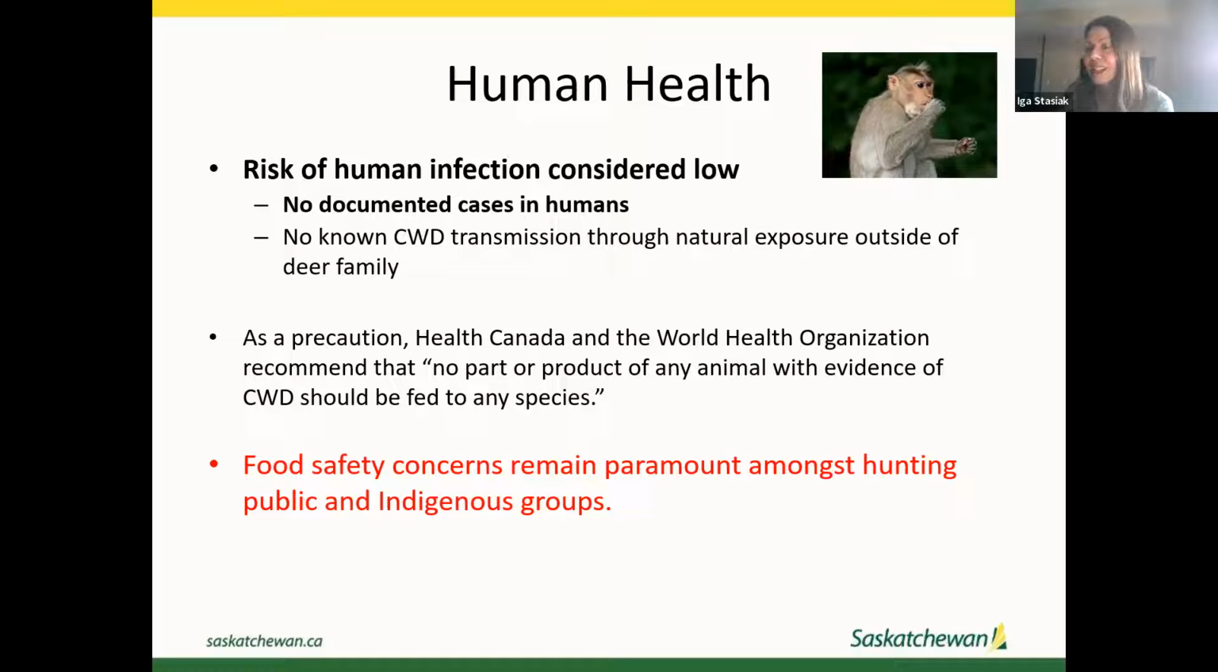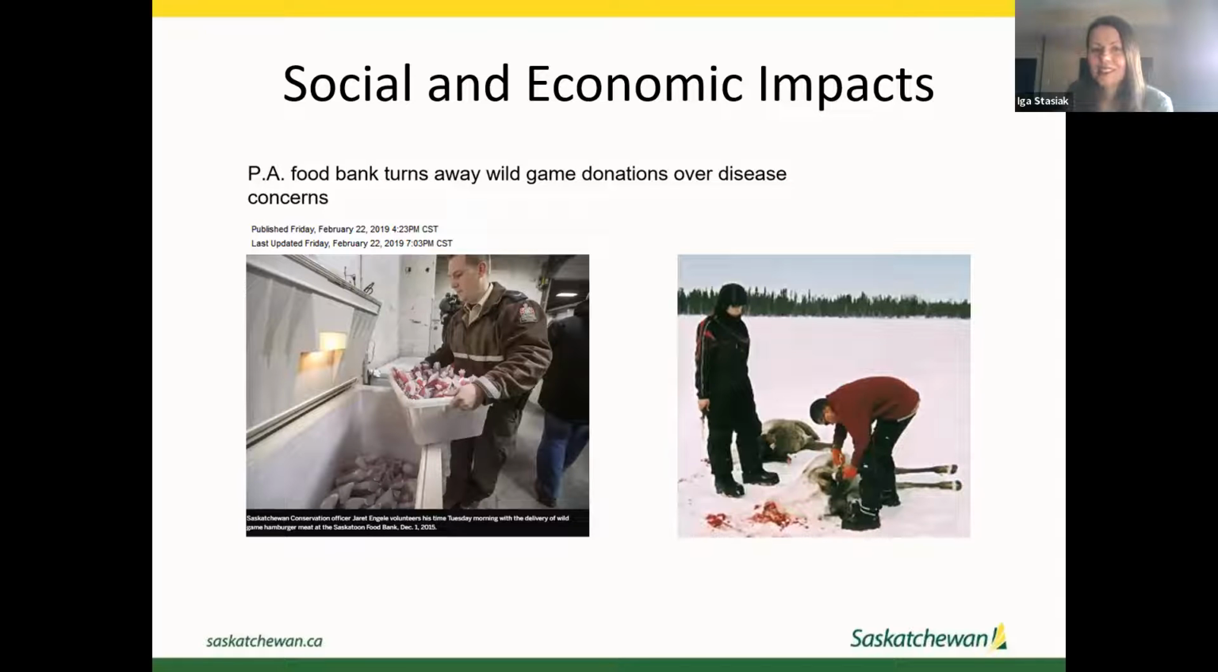And so even though the risk is considered low, the concerns remain amongst the public. And so food safety is still a paramount concern amongst hunters and Indigenous communities. And that's something that we also need to manage as well. So there's a variety of socioeconomic impacts to consider. So this is just an example of a few years ago when we had food donations that were turned away due to concerns regarding food safety risks, and also I have an image there just to demonstrate the potential impacts on Indigenous communities that rely on wild game meat as a form of sustenance and important culturally as well.